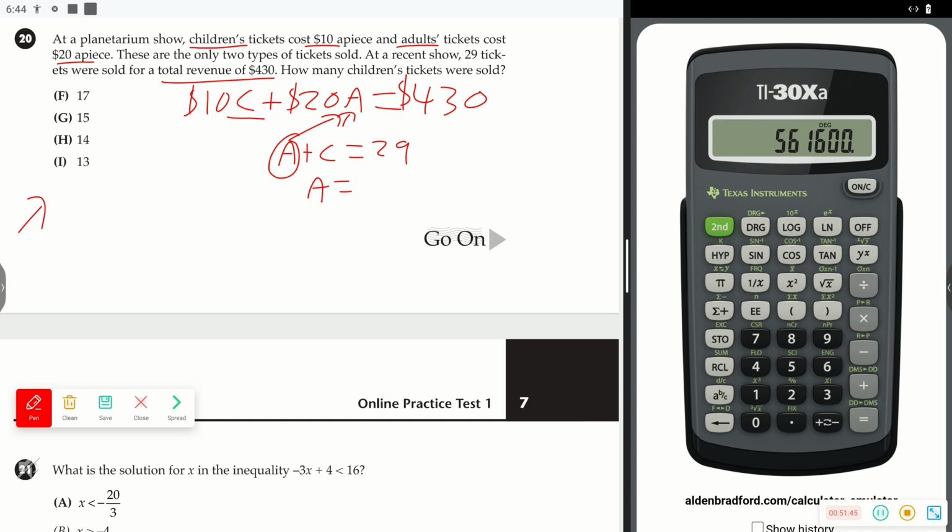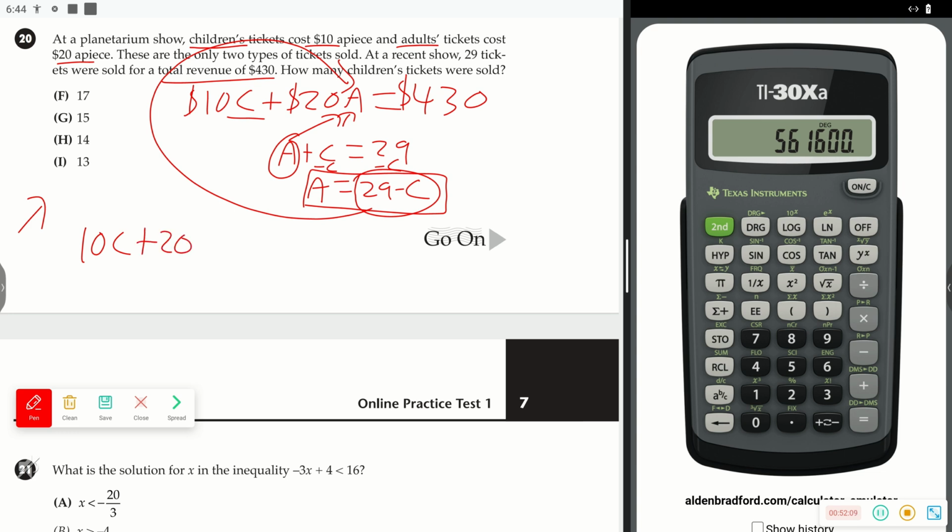So A equals, to get rid of C, we do minus C. So we're going to have 29 minus C. That's what A is, right? So we can actually plug this 29 minus C in for A, and then we'll have an expression that only has one variable. So we have 10C plus 20 times, instead of writing A, I'm going to write 29 minus C equals 430. Now we have one equation and one unknown. So if we solve this, we'll get the answer for the number of children tickets.